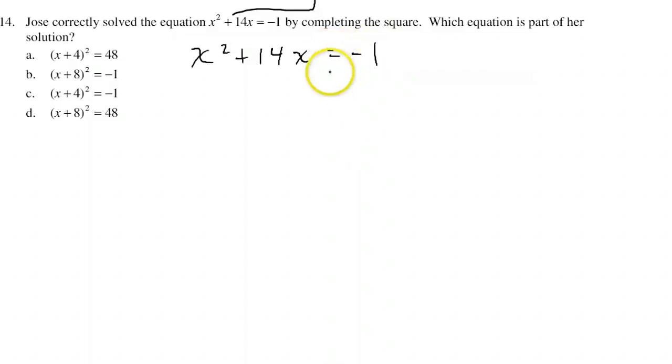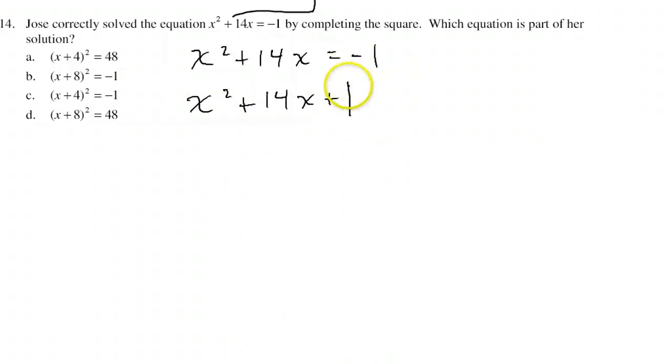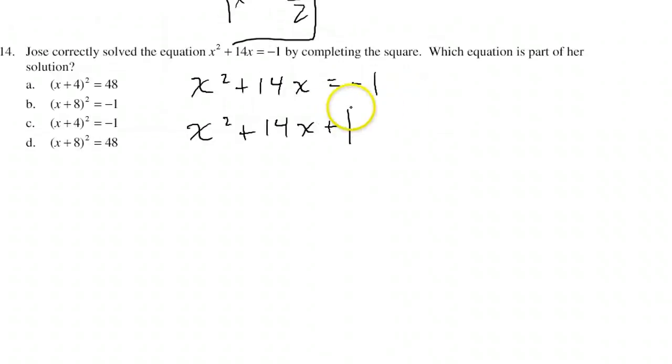So remember, our first step, if I have something in standard form, is to move the c term to the other side, which they already did. That's why we're missing it here, and it's -1 here. Second is to figure out what am I adding to both sides. So that's the plus a box on both sides.